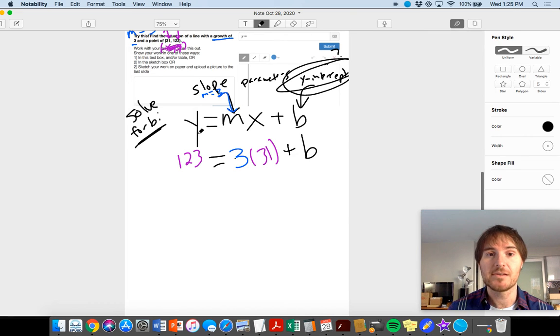Remember, 31 is x, 123 is y, m is 3, and we don't know what b is, but we can solve for b because when we multiply 31 by 3, we'll do that here. Solving for b, start away from b. We're not going to subtract this thing yet. We have to figure out what that multiplies to.